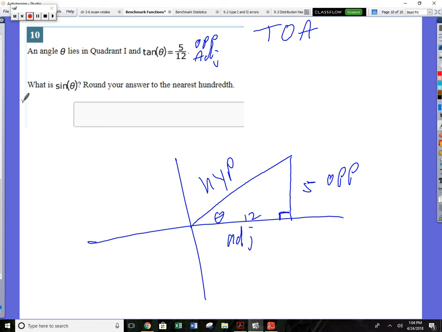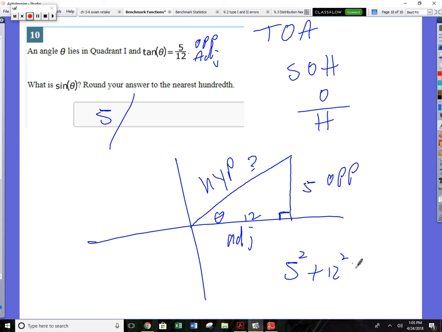And they want to know, on that triangle, if tangent gives you 5 over 12, what does sine give you? And sine is SOH. So we need the opposite over the hypotenuse. We've got the opposite. So it's going to be 5 over, we just need the hypotenuse. So we're going to have to go Pythagorean theorem. 5 squared plus 12 squared equals c squared. 5 squared is a 25, 12 squared is a 144, equals 169. So 169 is c squared. So you got to undo the square, square root. So this piece right here is 13. So the answer is 5 over 13.